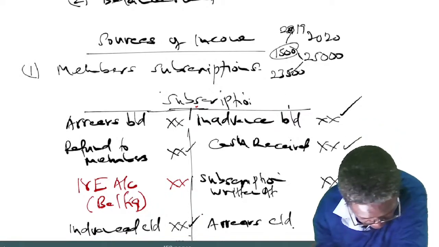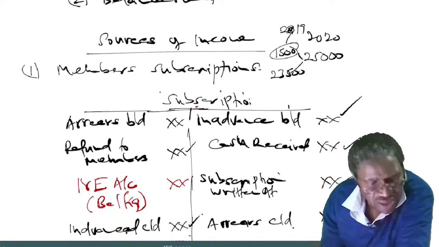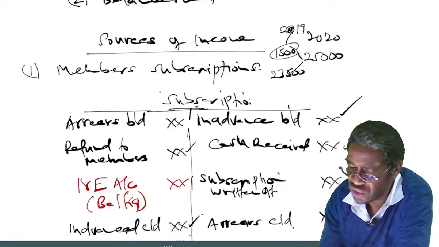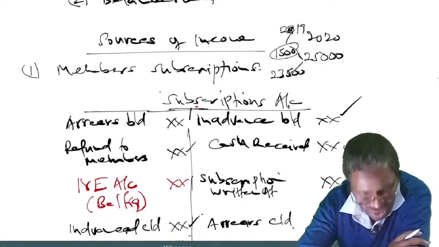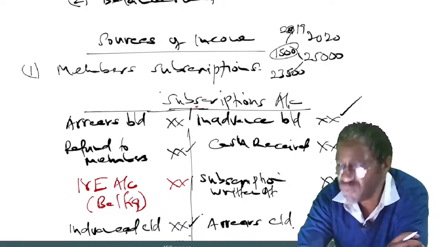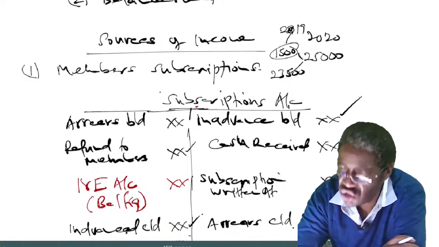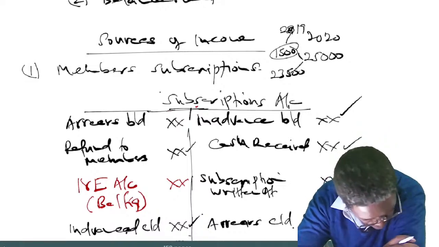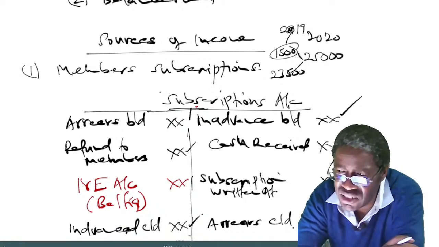Another paragraph. Subscriptions received in advance should be considered as a current liability.